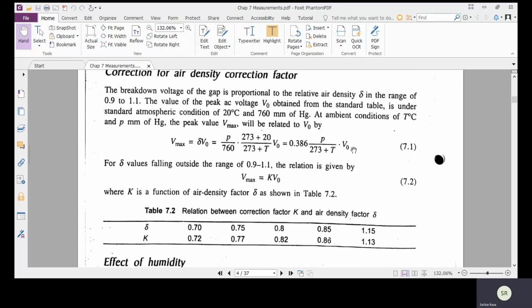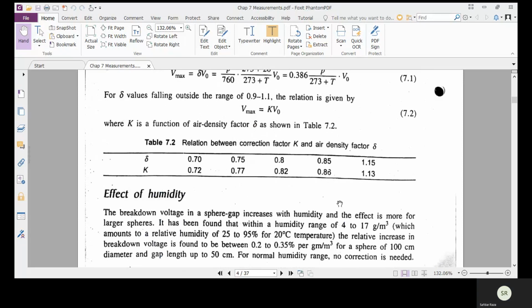So by using this equation, we can determine the value of the V maximum at any value of temperature and at any value of pressure. For air density values falling outside the range of 0.9 to 1.1, the relation is given by Vmax equal to K times V naught, where K is a function of the air density factor and is tabulated in table 7.2.